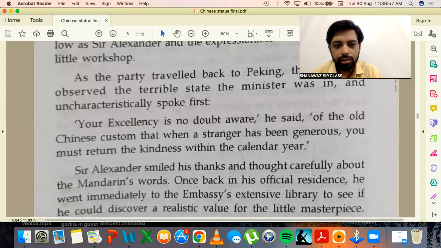Sir Alexander smiled his thanks and thought carefully about the Mandarin's word. Alexander thought, "Oh, I have taken this statue, now I also have to return something."